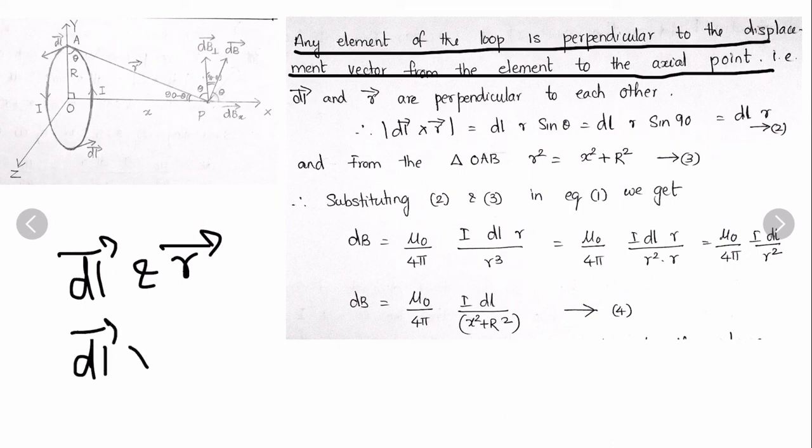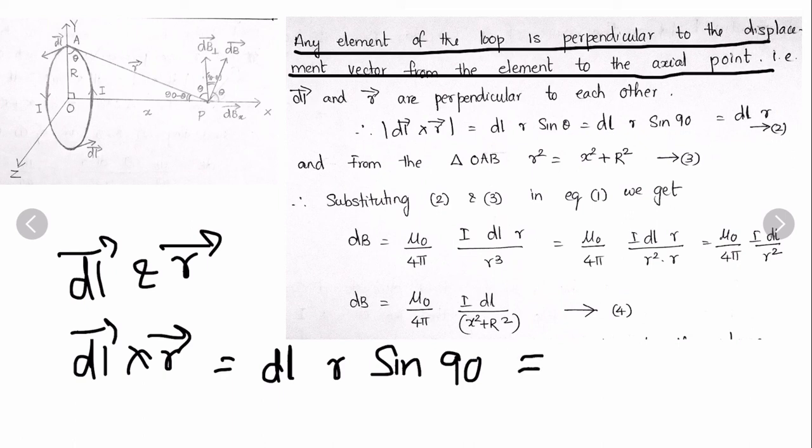Then dl bar cross r bar, it is a cross product. It becomes dl r sine 90, because dl bar and r bar are perpendicular to each other. Sine 90 is equal to 1, therefore it will become dl r. So dl bar cross r bar is equal to dl r sine 90, which is dl r, equation number 2.